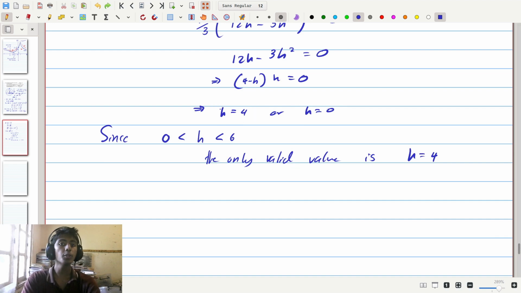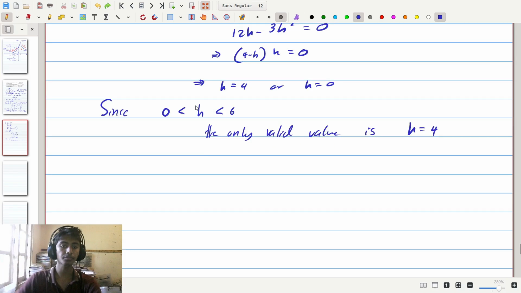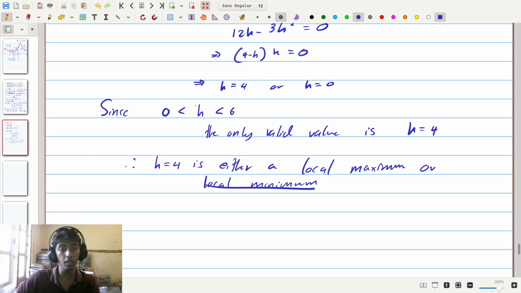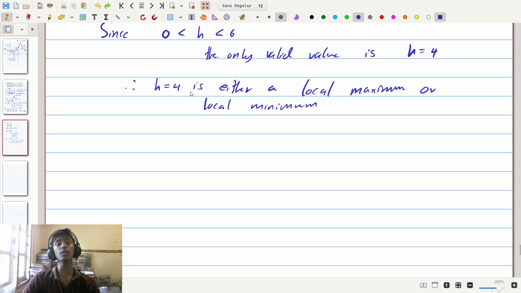But now we need to make sure that h equals 4 is corresponding to a local maximum and not a local minimum. So we can say at this point, since dV by dh equals 0, therefore h equals 4 is either a local maximum or local minimum. Now at this point we still don't have enough information to say whether it's a local maximum or local minimum. In order to find that, what we need to do is to consider what happens to the volume as you get heights which are greater than 4 centimeters and heights which are less than 4 centimeters.